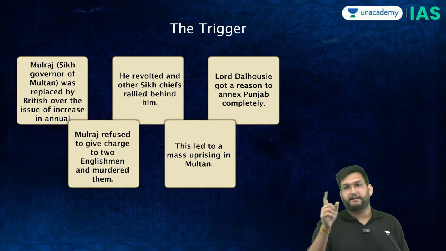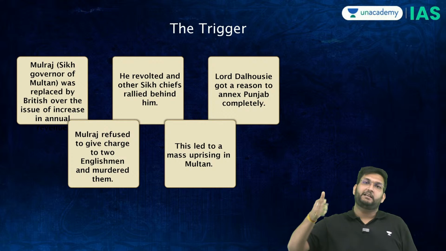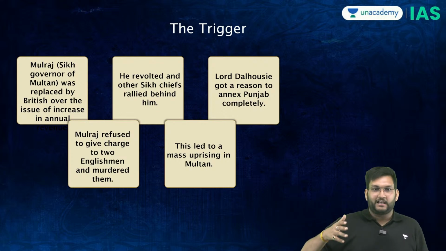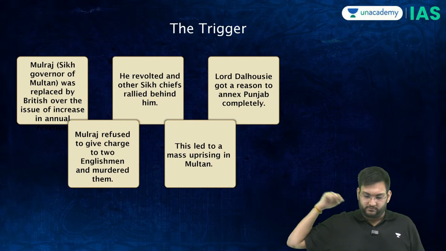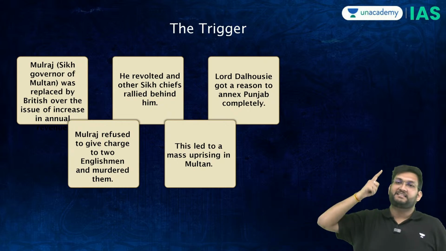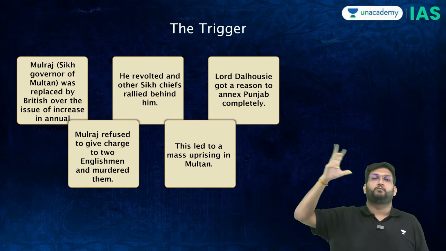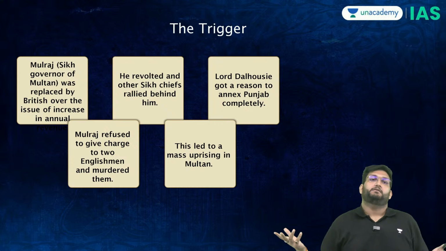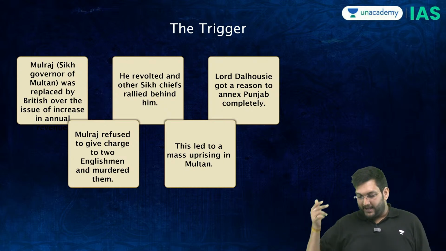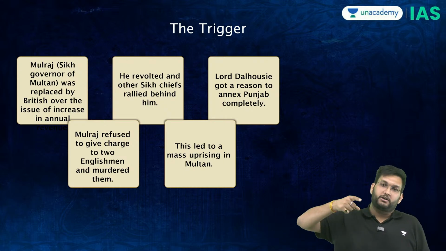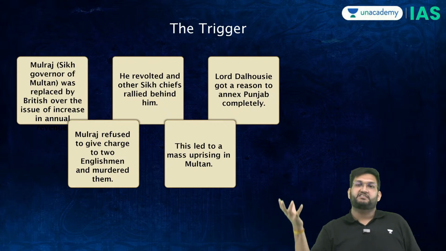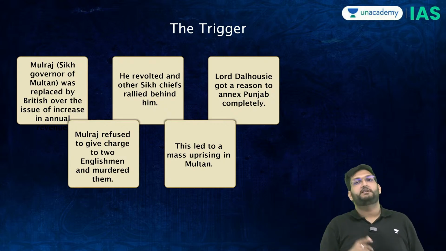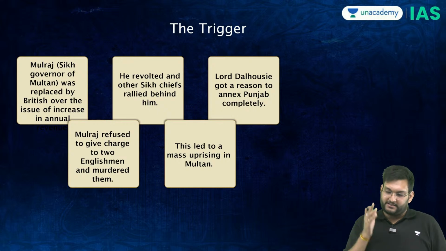He will be replaced by the British. He will then kill his replacement and other British elements also. And the Sikh chiefs will now rally behind Mulraj. The British will say, this is what we were waiting for. Mulraj's rebellion in turn will lead to the Sikhs rising again. Dalhousie needed a pretext to conquer Punjab.